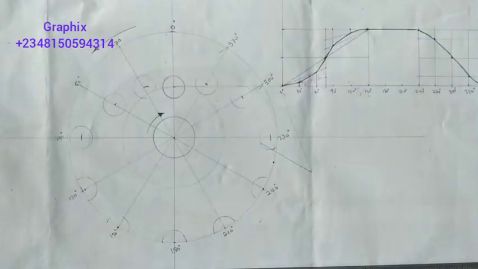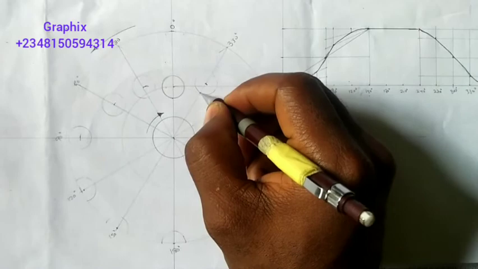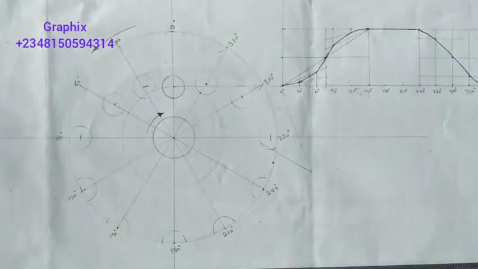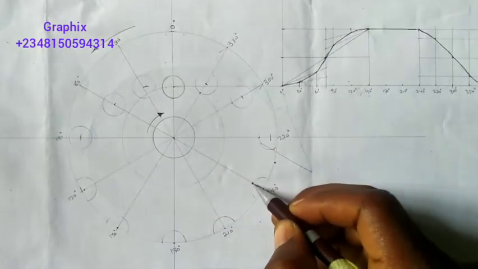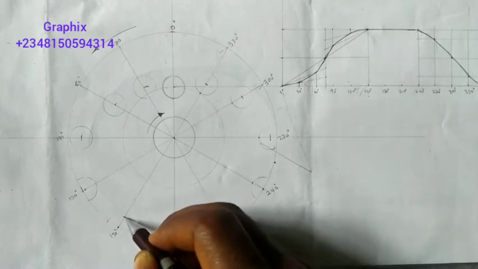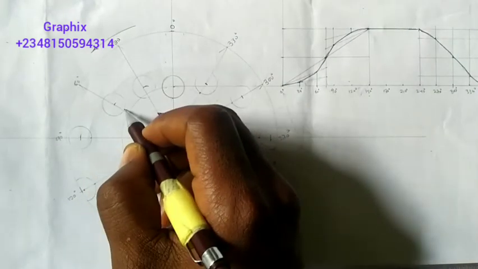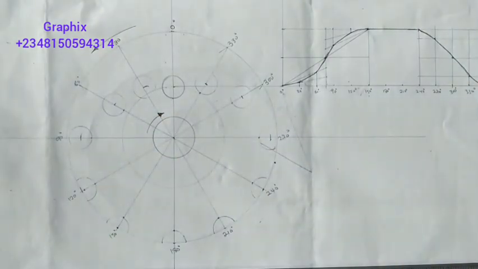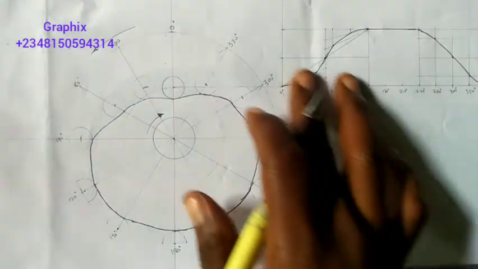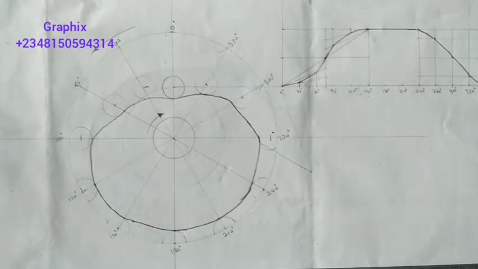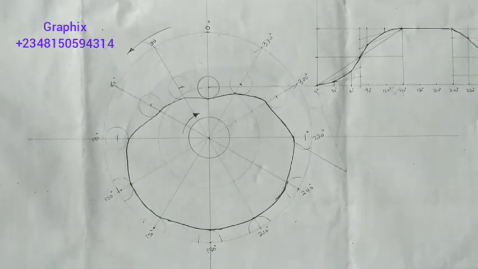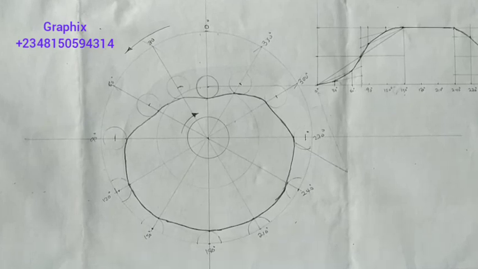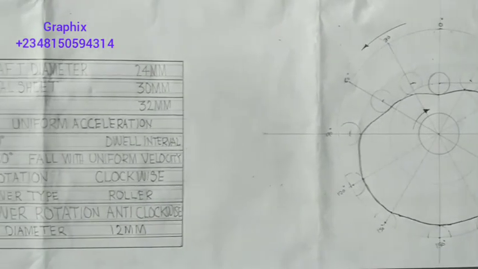So what I will do, I'm going to join all those points together. Which points will I join? All these points here together. So use my French curve and join all these points together, where it cuts the line division. All good, so let me do that with the French curve. So this is what you'll be having. So we have successfully drawn a roller follower profile. And this is what we have.